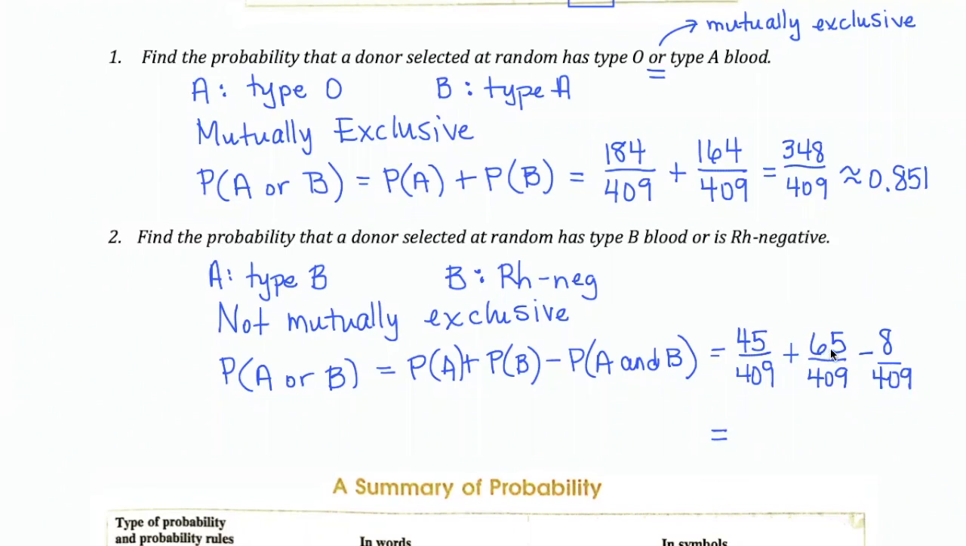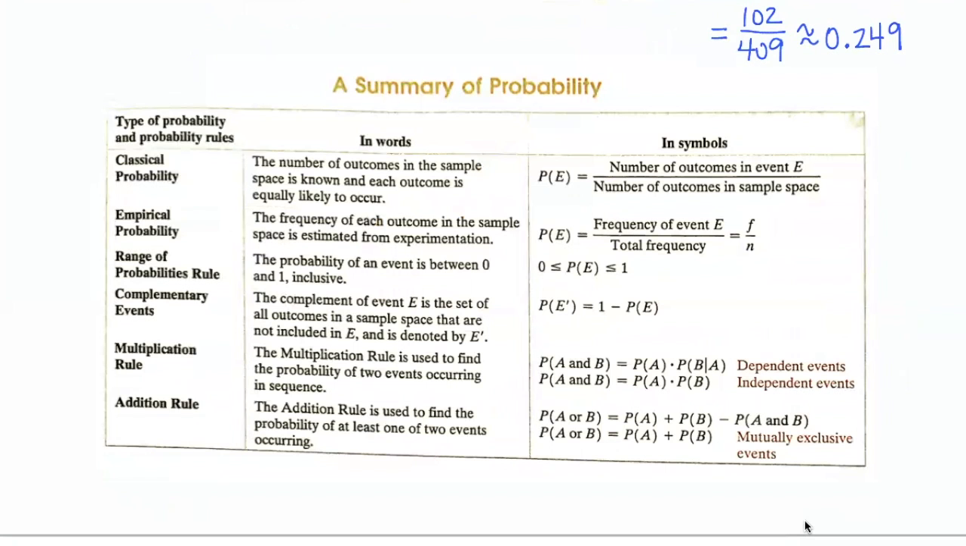So add 45 and 65 and then subtract 8, and you'll have 102 out of 409 donors, or in other words, approximately the decimal 0.249. So about 1/4 is the probability that a donor selected at random will be type B or Rh negative or both. I've included in the notes just a screen capture of this summary that was in the textbook.